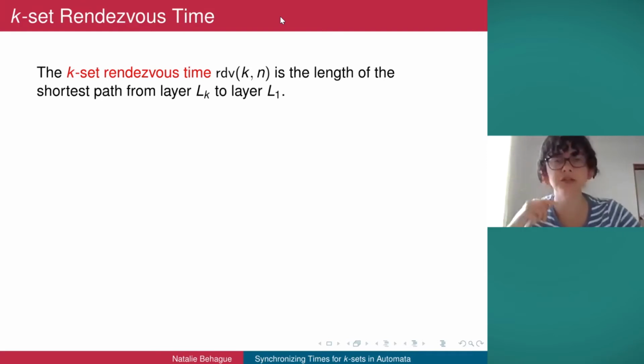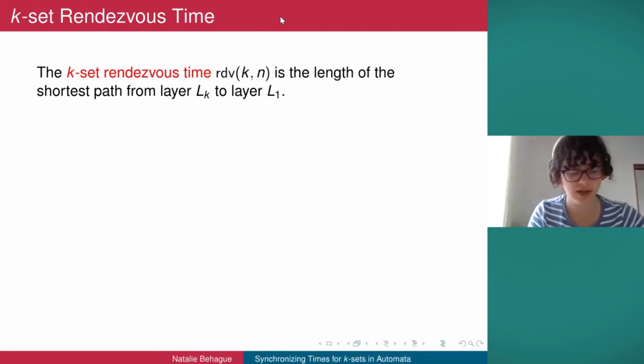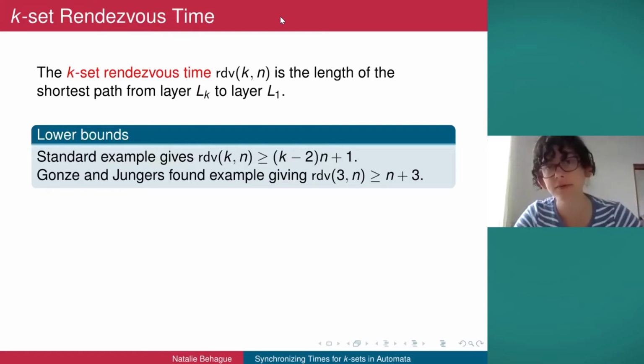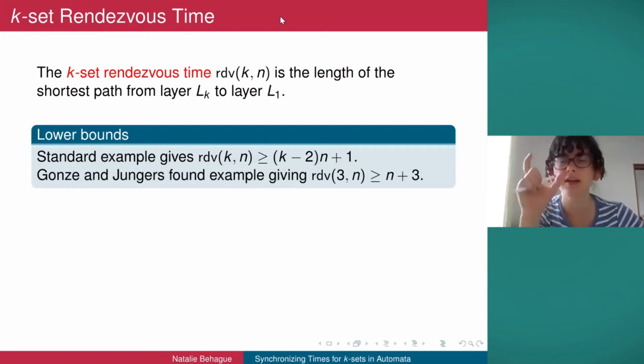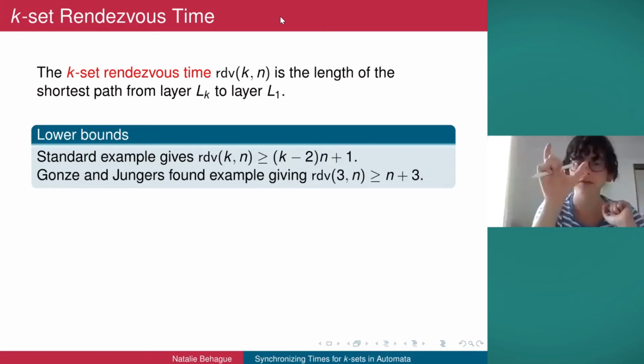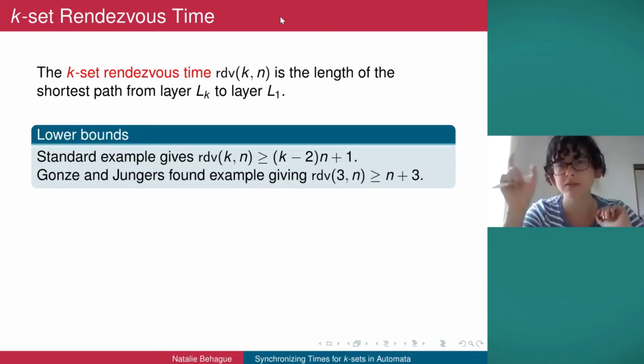So this was introduced by Gonzer and Jungers, who found some lower bounds. The standard example gives a lower bound of k minus 2n plus 1. So the standard example, if you take an interval, so you have n states, you take an interval that takes k minus 2n plus 1 steps to squash down to a singleton.